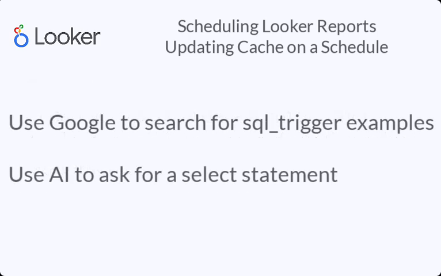So to help you along, you can use Google to search for SQL trigger examples. You can use Google AI to say, give me an SQL statement that returns whatever it is that you want your schedule to be. And Google is going to be your friend, and they're going to give you an SQL statement that you can plug into your SQL trigger as an example to update the cache on your reports.